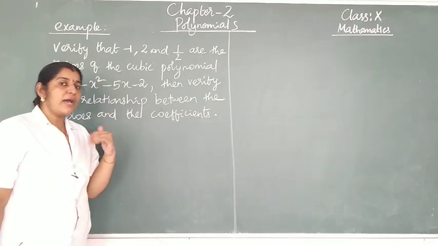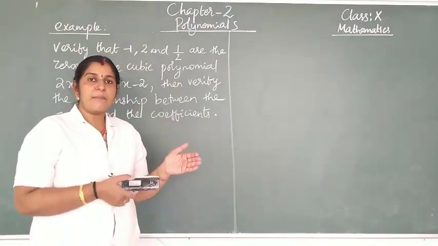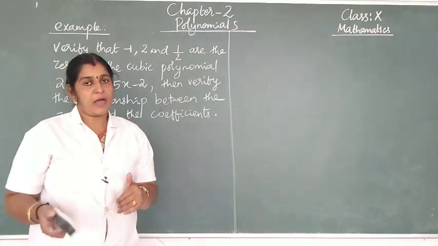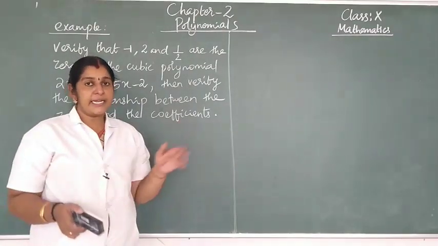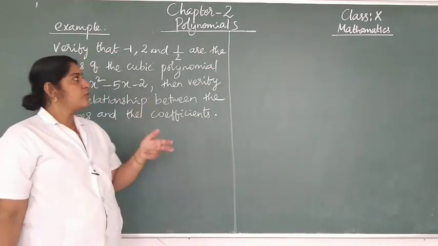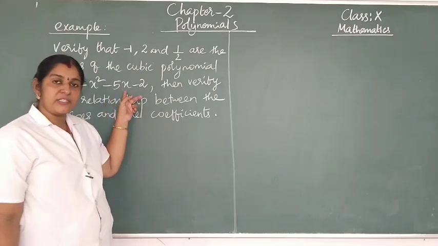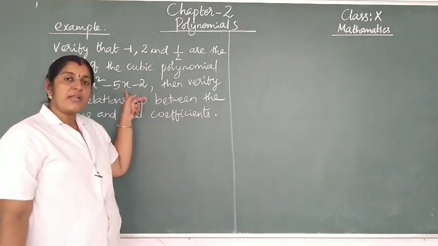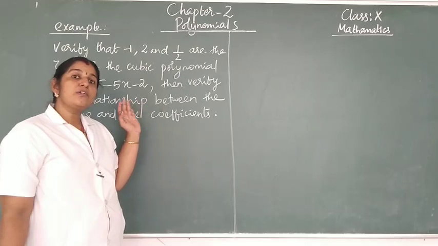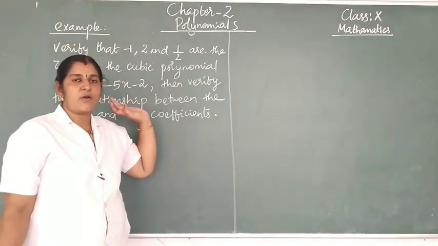Okay. And you have learned in previous classes how we need to verify the given number as a zero of the polynomial. How will we do it? Yes, we need to consider the polynomial and substitute these values in the place of x, in the place of the variable, and if you are getting that value equal to 0, then this number will be the zero of the polynomial.